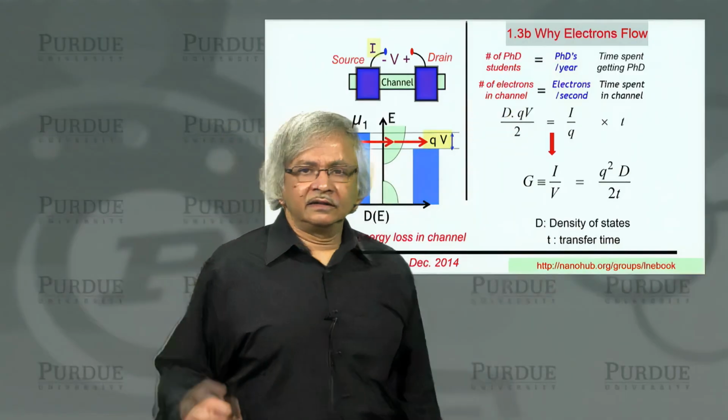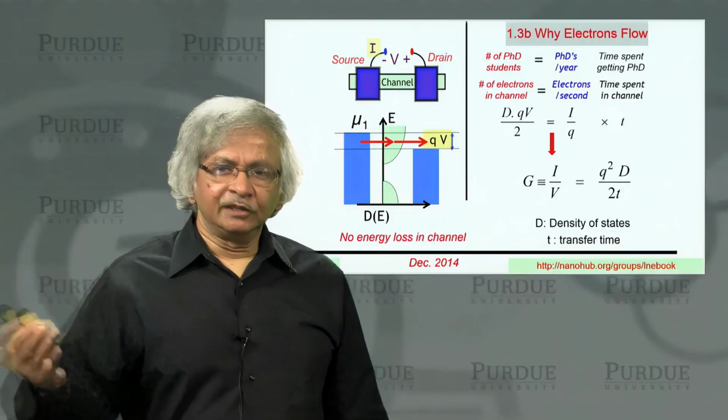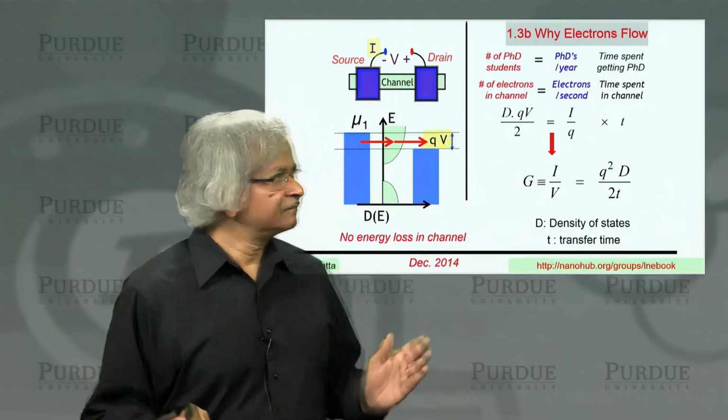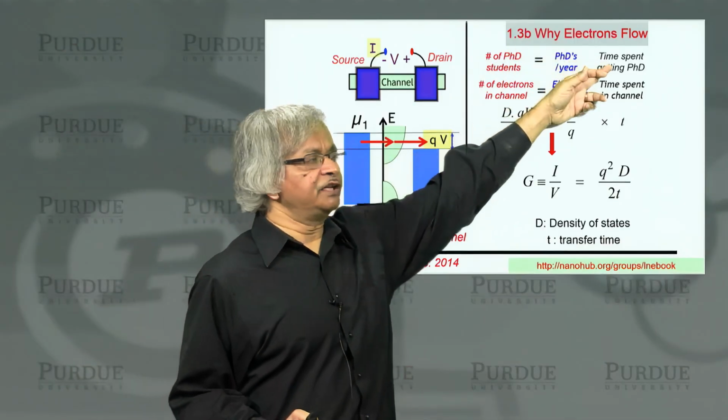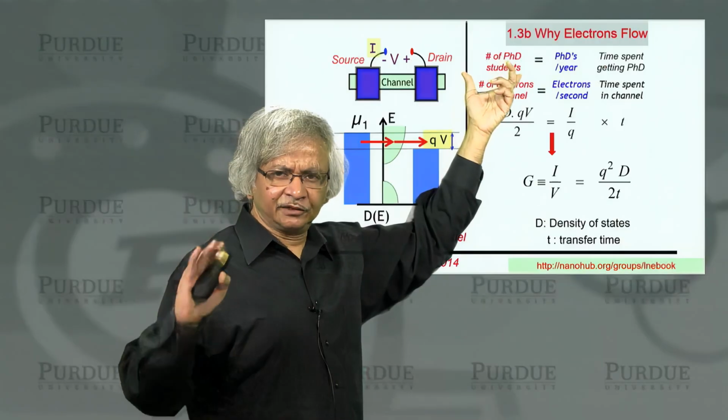And let's say every student takes, say, 4 years to get a PhD. Then what would be the steady state number of graduate students in your program? So you see, 100 per year times 4 years per student. So you'd have 400 students in your program.